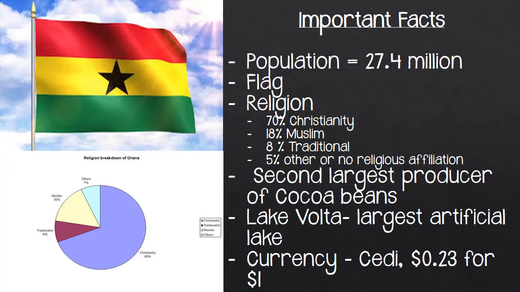Religion is a strong value held by many Ghanaians. With only about 5% not affiliated with any religion, about 70% of the country practices Christianity, 18% Muslim, and 8% some sort of traditional tribal practices. Other interesting and important facts about Ghana include Lake Volta, which is the largest artificial lake in the world and can even be seen from space, and the currency, cedi, which is about 23 cents to every one United States dollar.